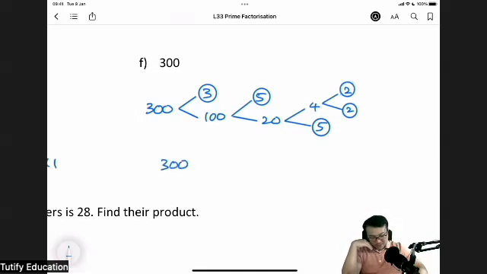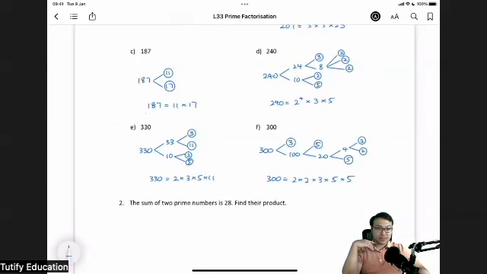And what do we get, Kate? 300 equals 2 times 3 times 5 times 5. Well done. Thank you, Kate. Good job. So, students, this is how we factorize. Now, let's take a look at question 2.